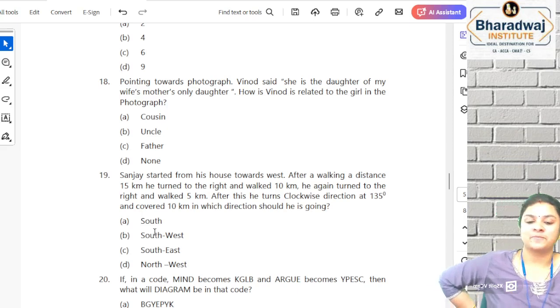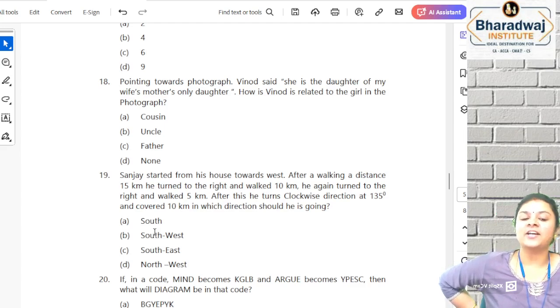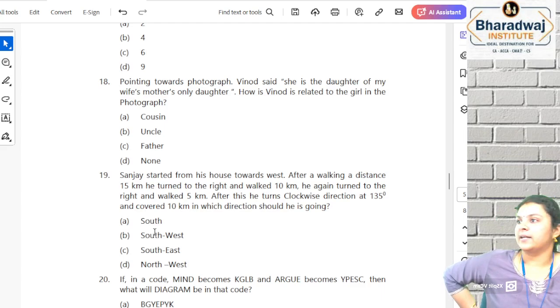Pointing towards a photograph, Vinod said, she is the daughter of my wife's only daughter. Wow. She is the daughter of my wife's mother's only daughter. Wife's mother. Mother-in-law.